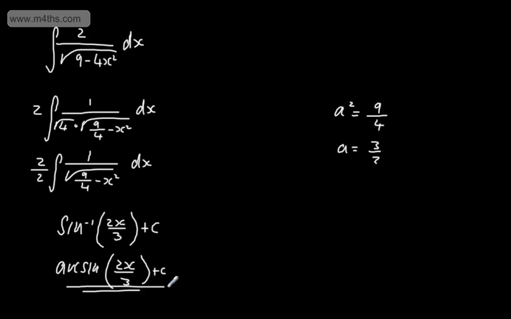So all I've done now is simply written this in the form that we're given in the formula book, taken a squared to be 9/4, taken the square root and used the standard result. This cancelled to give us 1, so we just write it out now as the inverse sine of 2x over 3 plus a constant, or arcsine of 2/3 x plus c. Entirely up to you based on the notation that's in your particular course. Let's look at another one. Let's put some limits on this one.